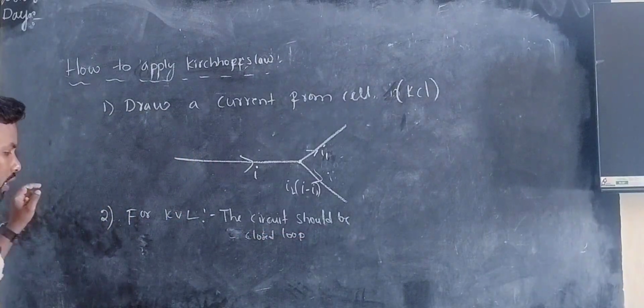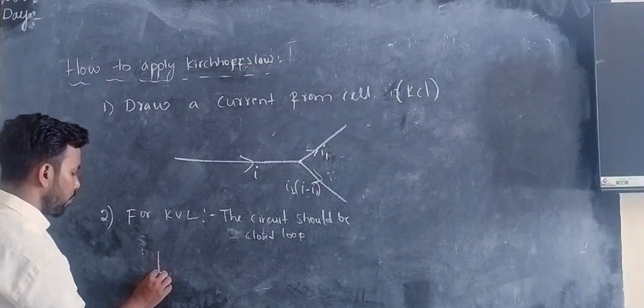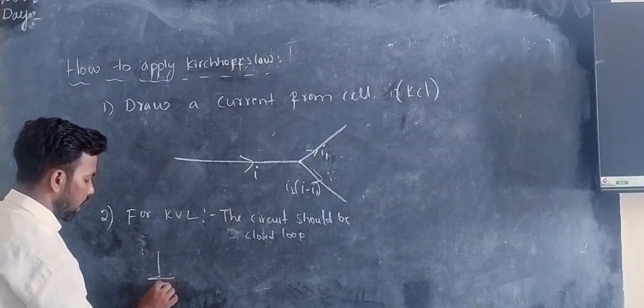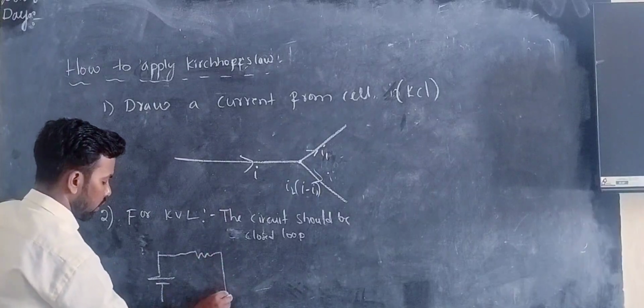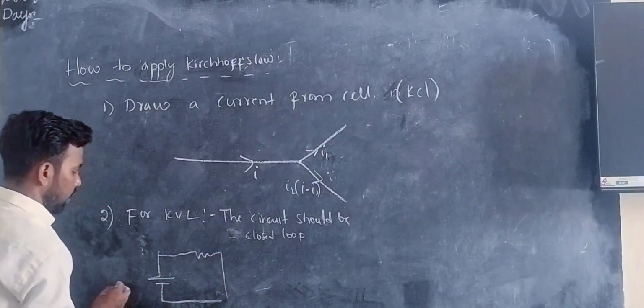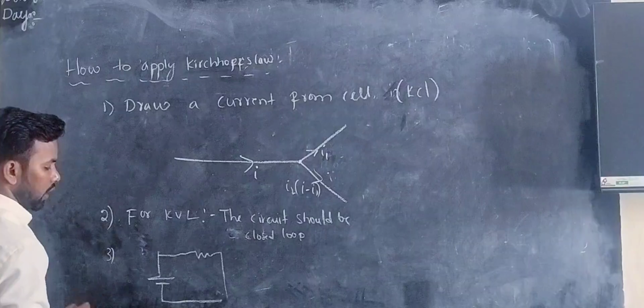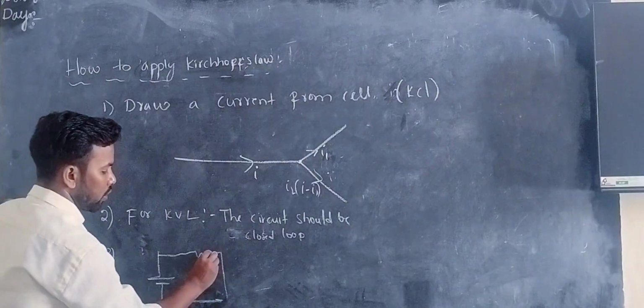Now let us take here a battery connected, and a resistance. What is the third condition? Let us take that we have two loops.